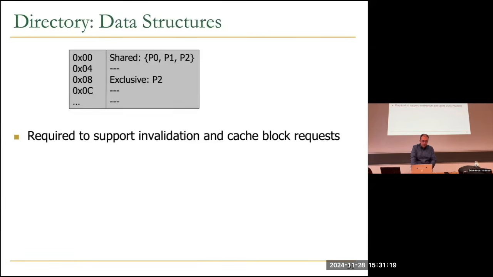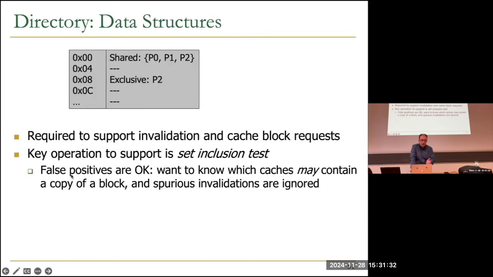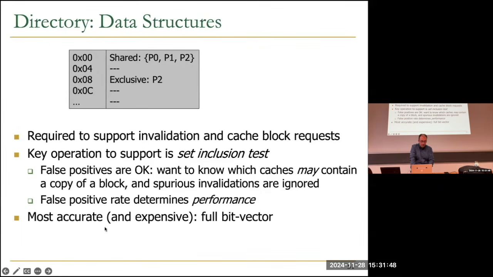For the directory, this data structure is required to support invalidation and cache block requests. The key operation to support is the set inclusion test, where, as I already discussed, false positives are okay. We want to know which caches may contain a copy of a block, in order to avoid unnecessary invalidations. But the false positive rate comes at the price of performance overhead.